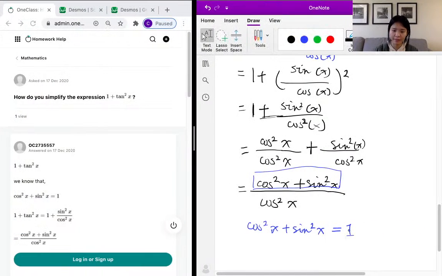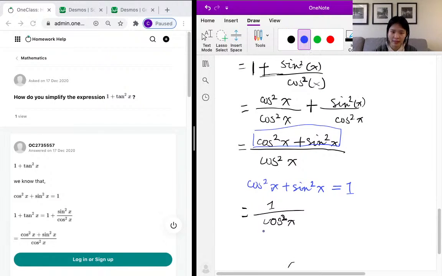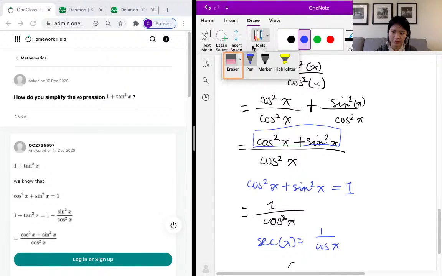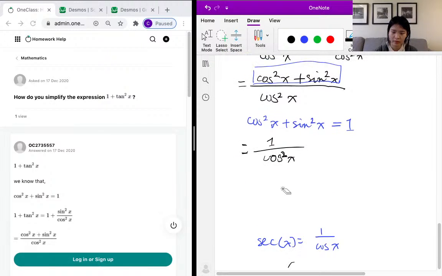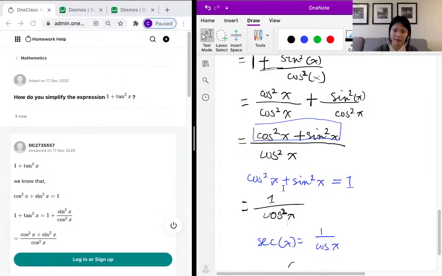So in that case, we can just interchange cos squared x plus sin squared x with 1, because they have the same value. So now we have 1 over cos squared x, and we also know that secant of x is equal to 1 over cos x, so we know that secant squared x is also equal to 1 over cos squared x.